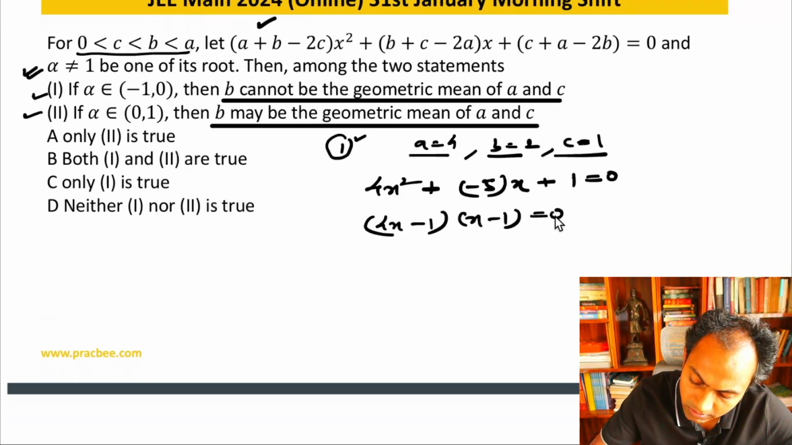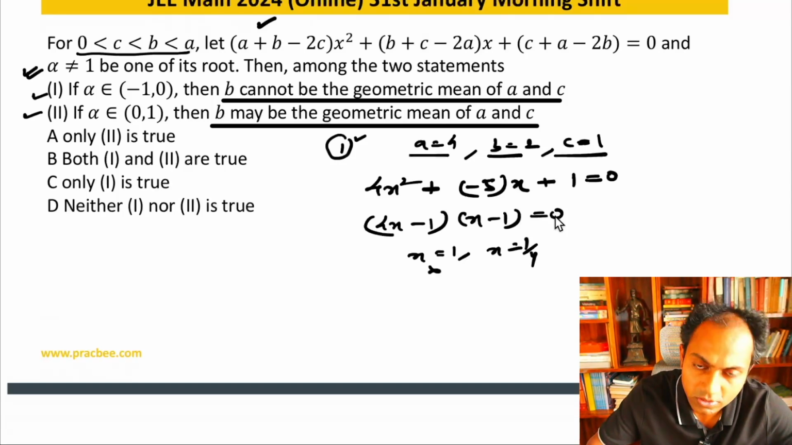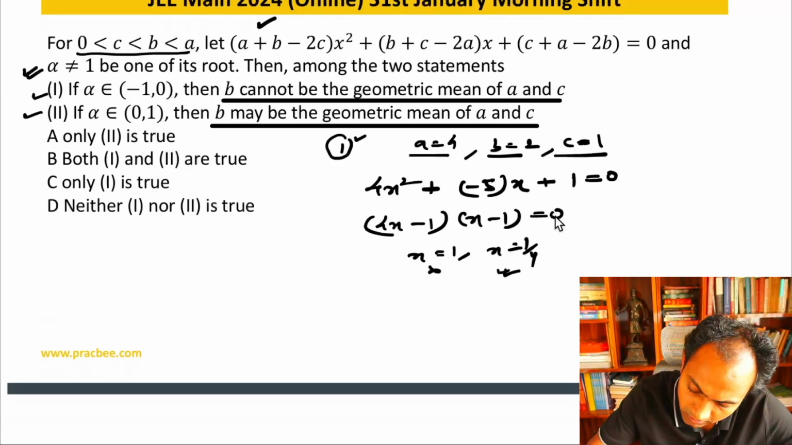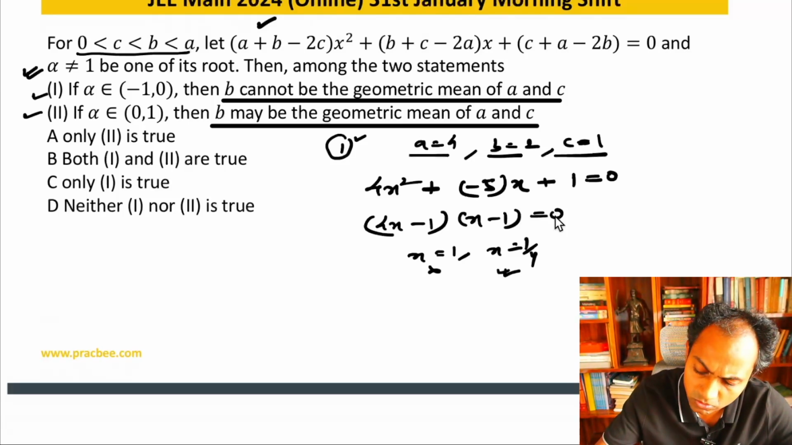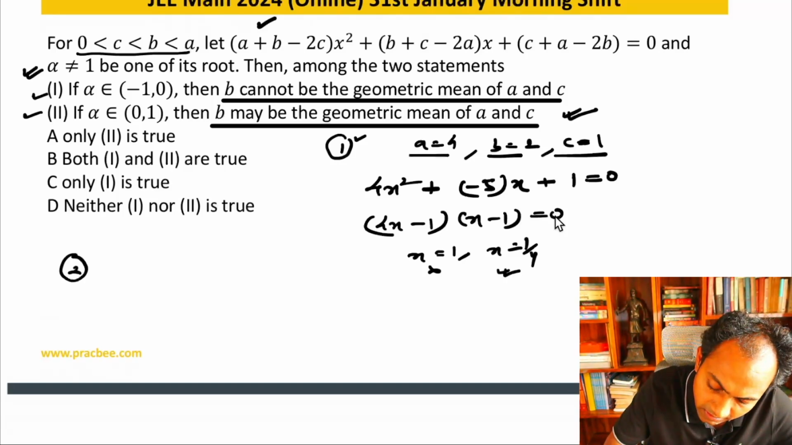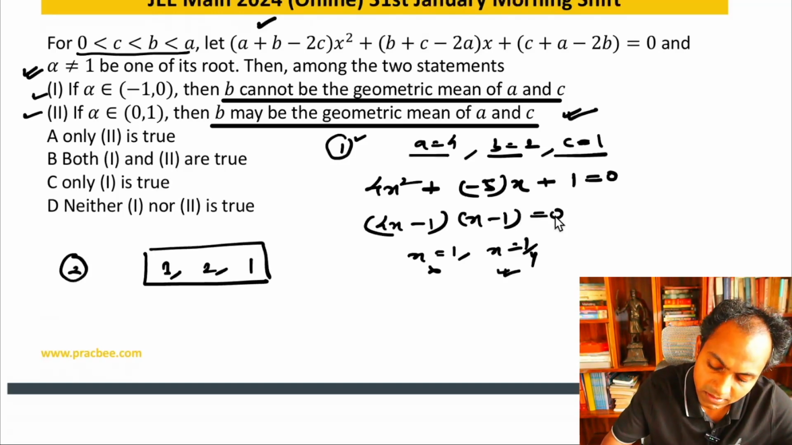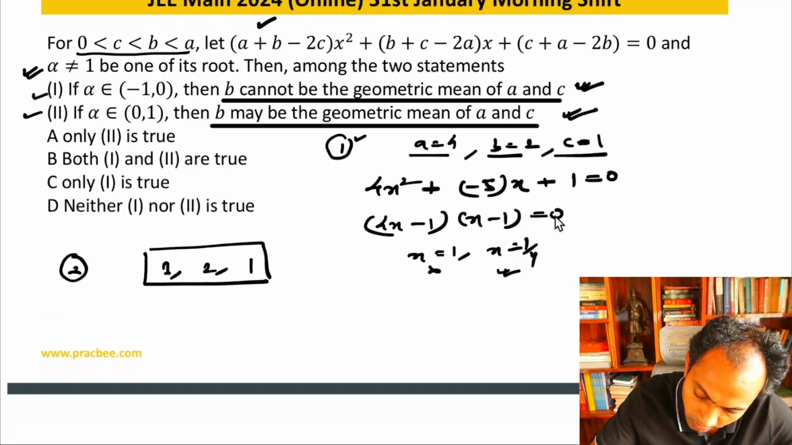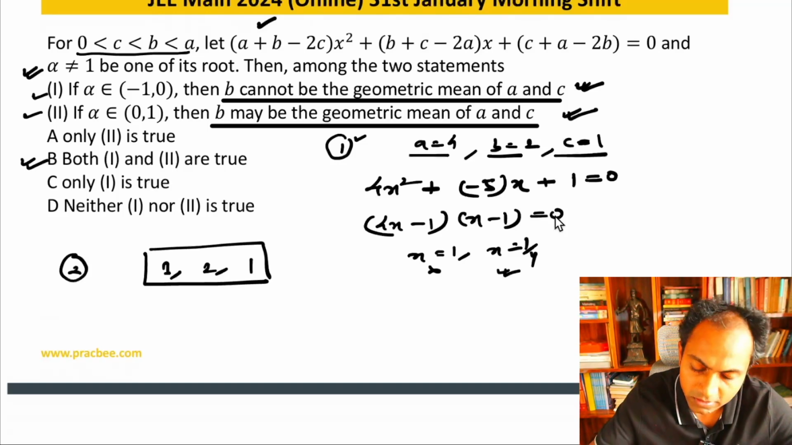If I do this, you can clearly see that the two roots will be nothing but 1 and 1 by 4, and they have told that this is not alpha. So obviously alpha becomes 1 by 4 and that lies between 0 and 1, so the second statement becomes correct. Similarly, for checking the other statement, we can take them not in GP. So you can take them as 3, 2 and 1 and then verify statement 1, that also comes out to be true. So option B becomes correct, both 1 and 2 are true.